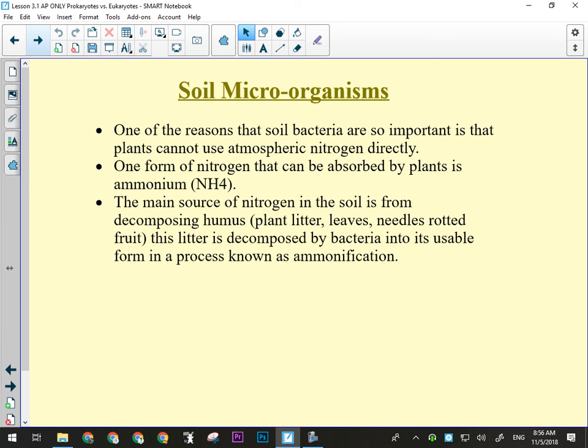There are also bacteria that help with the decomposition of leaf litter, feces, and other organisms on the ground, and they can help to release the nitrogen that's present in those, in the nitrogen cycle. One of the forms of nitrogen that can be absorbed by plants is ammonium, and the other form is nitrate, NO3.